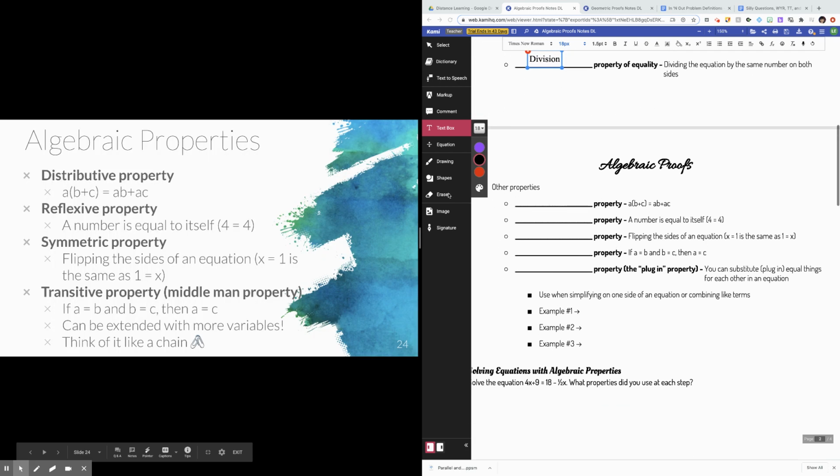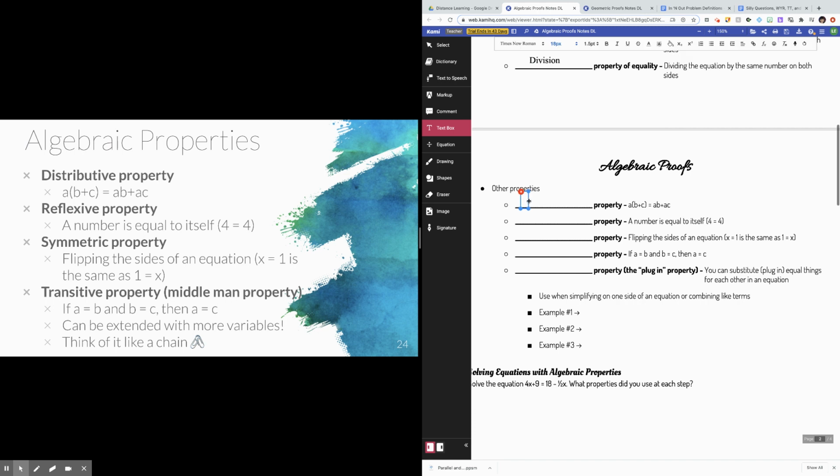So here's a couple of other properties that show up a lot when we're doing algebra. One is called the distributive property, which I'm hoping you remember. It always looks like this. It's the one where you have a number typically on the outside of parentheses, and then you multiply it through to both terms inside of the parentheses. So say you had something that looked like 4 times (x plus 3). I would take my 4 and distribute it to both of those numbers. So you end up with 4x plus 12. That's the distributive property.